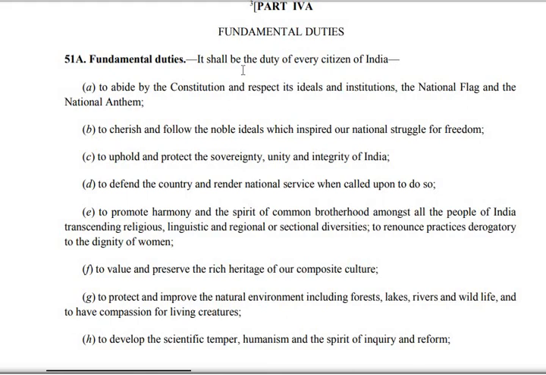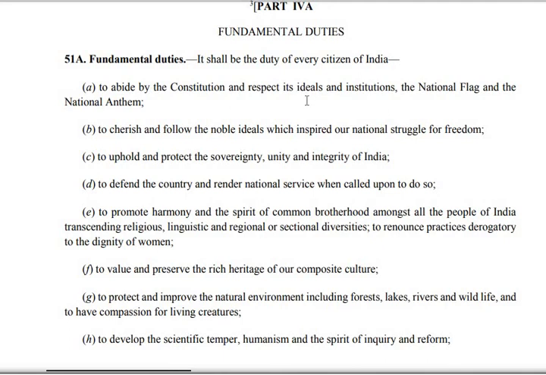It shall be the duty of every citizen of India. Shall be means what? Mandatory. To abide by the constitution and respect its ideals and institutions, the national flag and the national anthem. What is meant by ideals? The philosophies, the principles, the basic structure that we are talking about, that is the same.